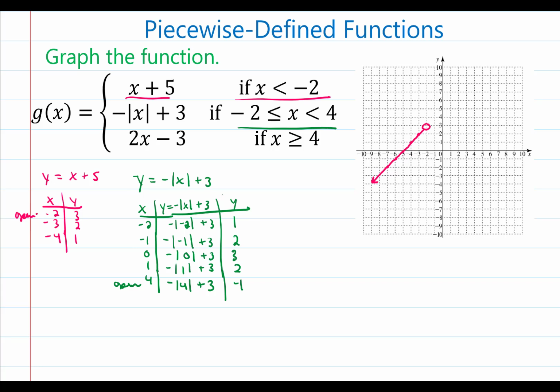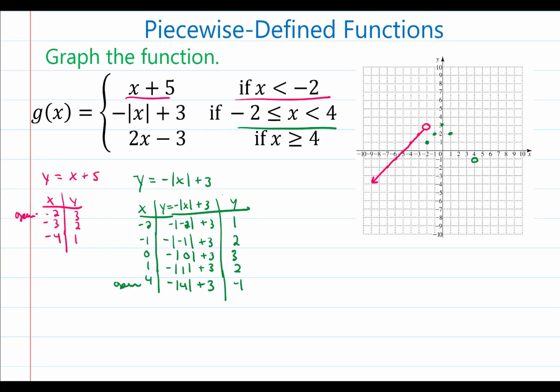So -2, or to the left 2, up 1, put a solid point. -1, up 2; 0, 3; 1, comma 2; and then 4, comma -1. But at 4, comma -1, one more time, will be an open point.